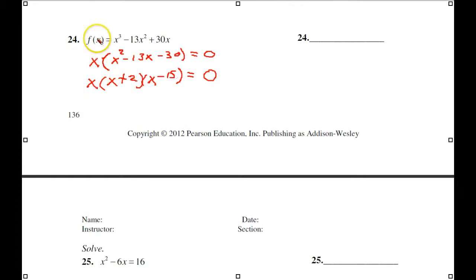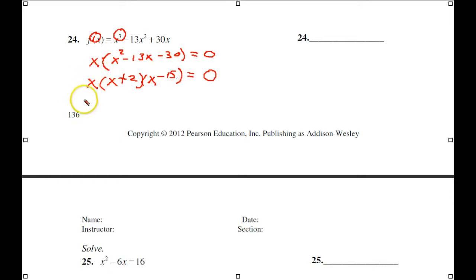Okay, this one, again, we're finding the zeros. So this will be a 0. Is there a common factor? Yes, I factored it out. Got this. And then I factored these. Now, notice we have 3 factors. And this equation is to the 3rd degree. There's going to be 3 answers.